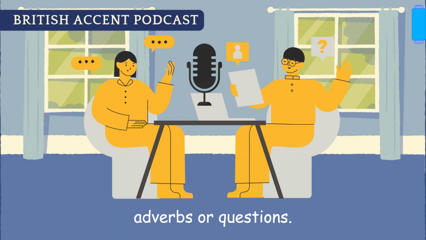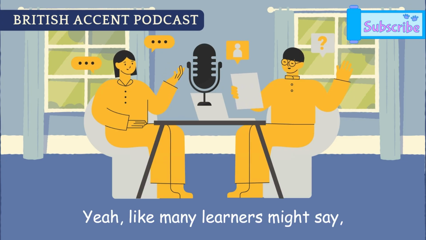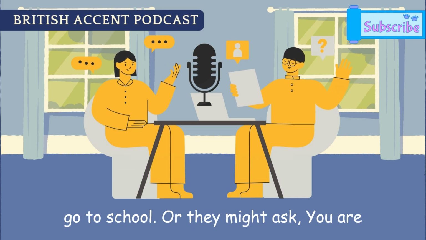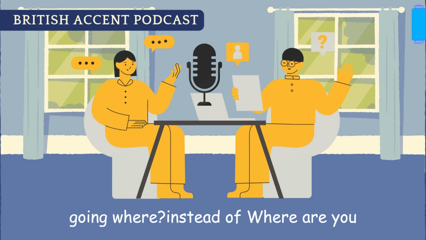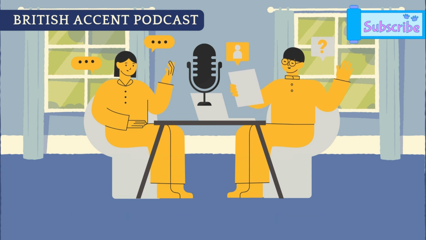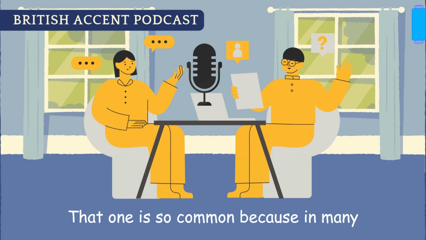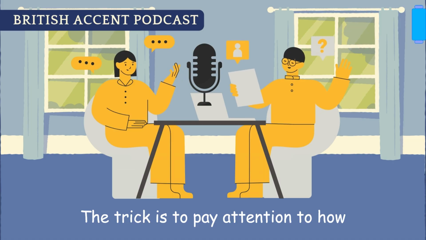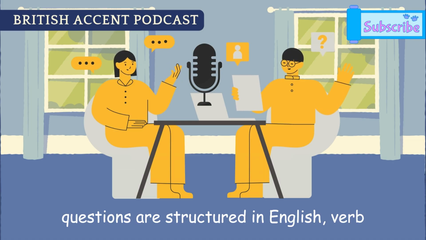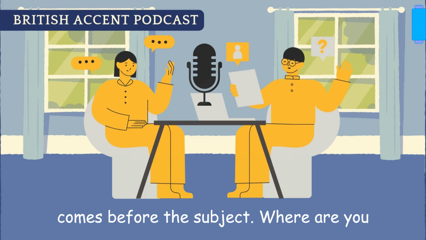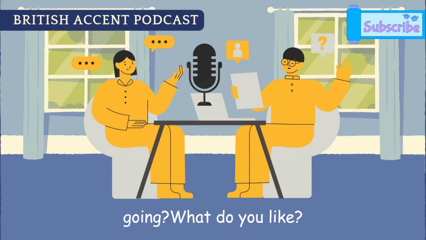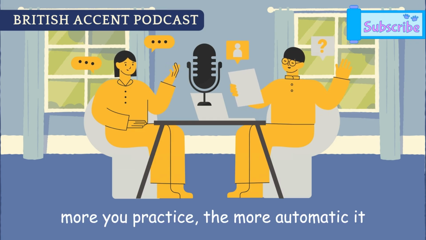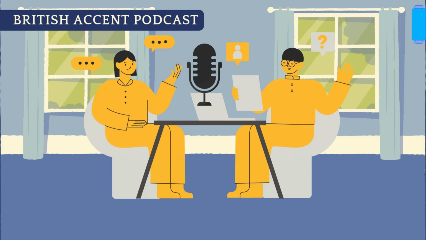Speaking of which, another common mistake is word order. Especially with adverbs or questions. Yeah, like many learners might say, always I go to school, instead of, I always go to school. Or they might ask, you are going where, instead of, where are you going? That one is so common, because in many languages the word order is different. The trick is to pay attention to how questions are structured in English. Verb comes before the subject. Where are you going? What do you like? It can feel unnatural at first, but the more you practice, the more automatic it becomes.